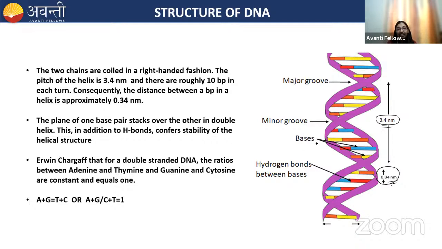We know that the DNA is a double helical structure. So these bases are stacked over one another. This base pair stacking over one another provides stability. And we know that these nitrogenous bases are connected by hydrogen bonding. The bond between the 2 nitrogenous bases is hydrogen bonding. So this hydrogen bonding also imparts stability to the helical structure of the DNA.